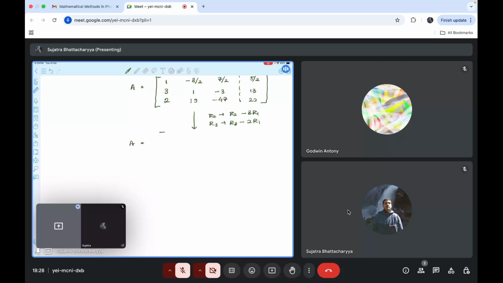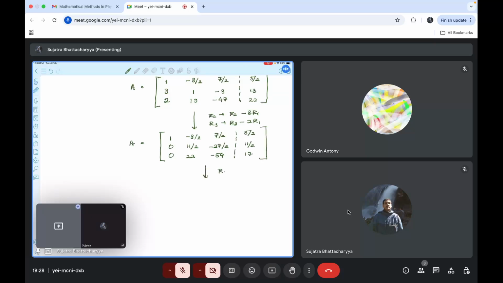So what you will have is essentially the same thing. See 1 0 0. So it will be now minus 3 by 2, 11 by 2, and 22. This will be 7 by 2, minus 27 by 2, and minus 54. Here it will be 5 by 2, 11 by 2, and 7. Okay, so the same thing we are repeating.